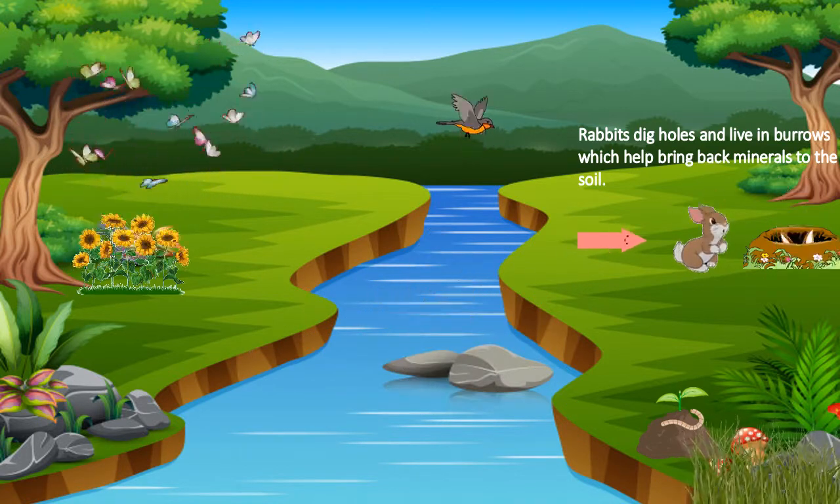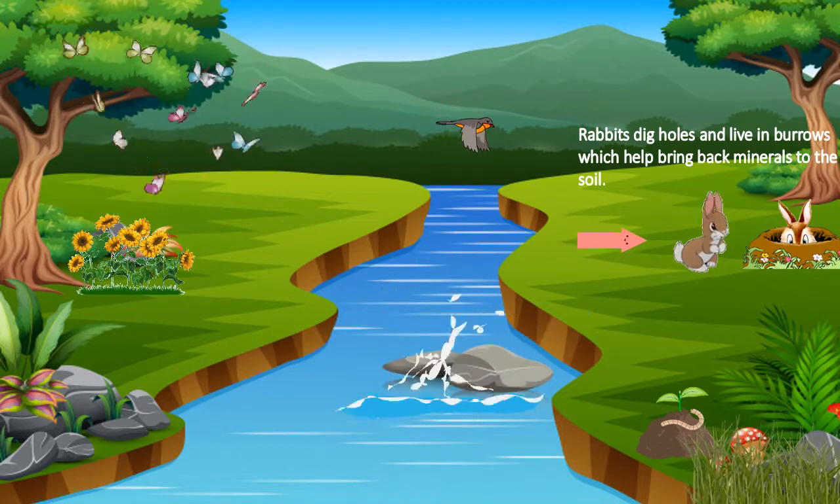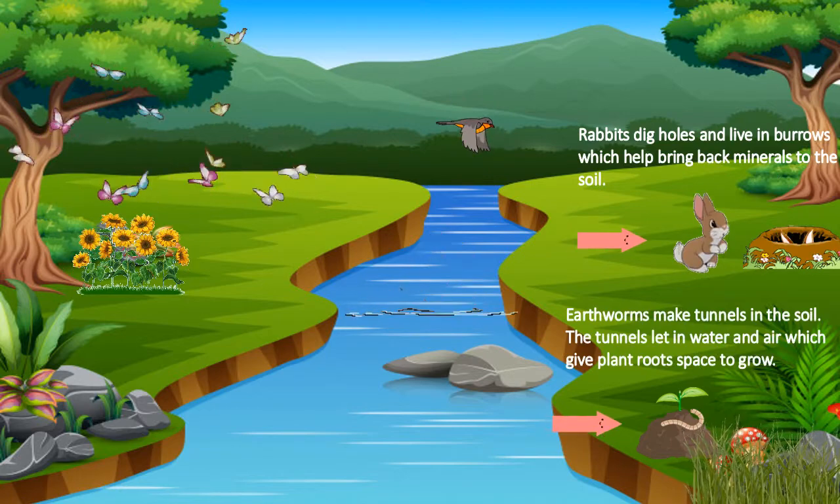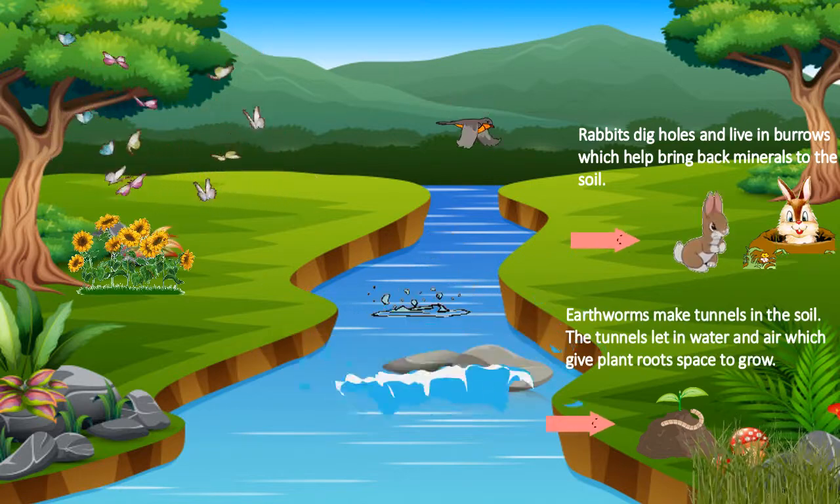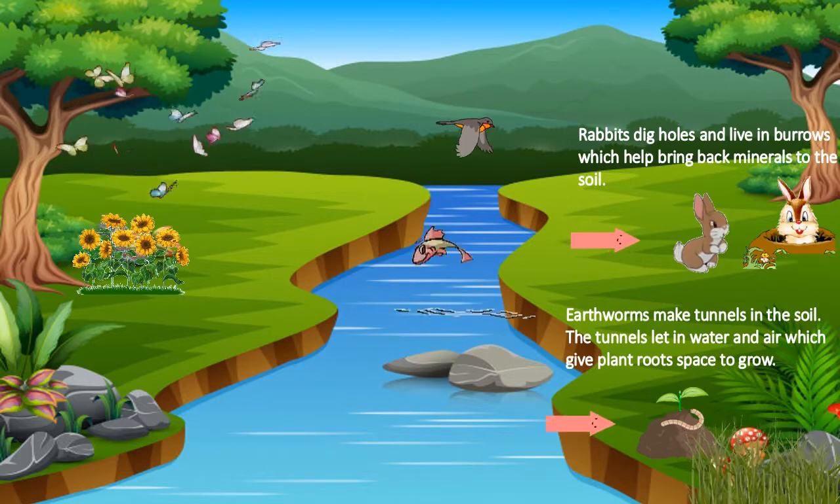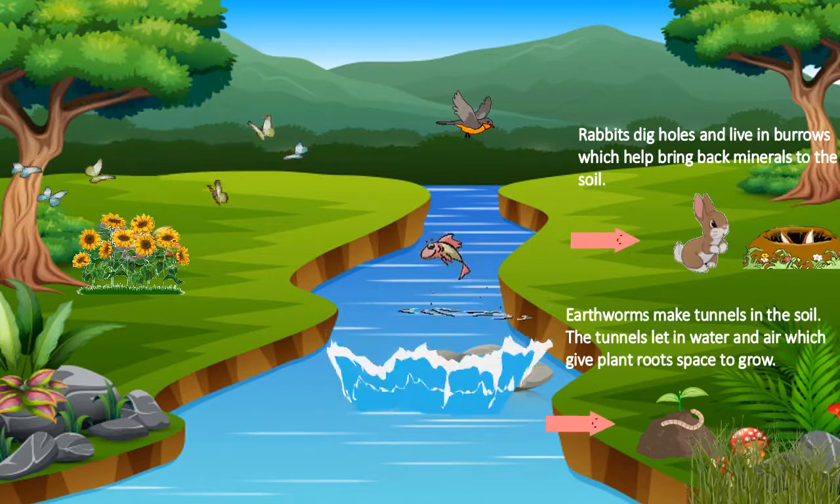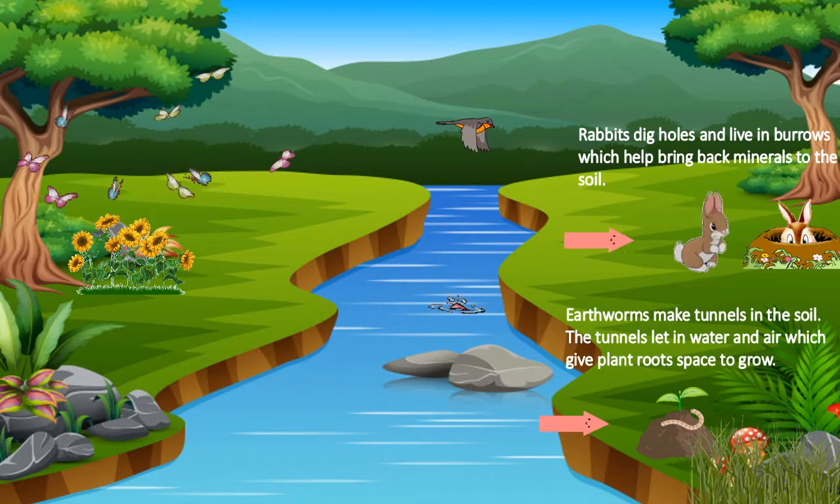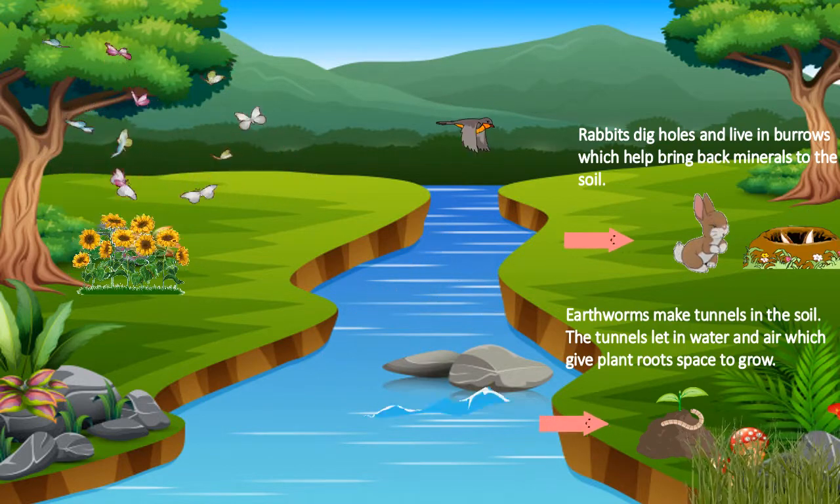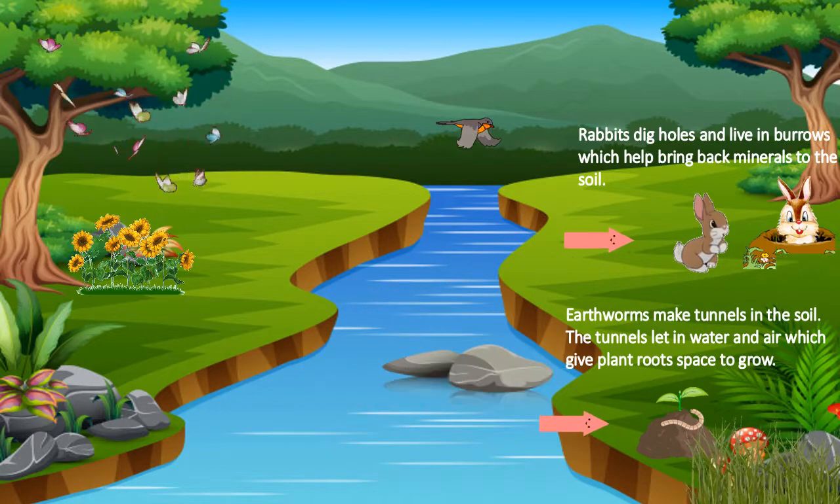What about this little animal placed on top of the soil? Very good. This animal is called an earthworm. Earthworms make tunnels in the soil. These tunnels let in water and air, which give plant roots space to grow.